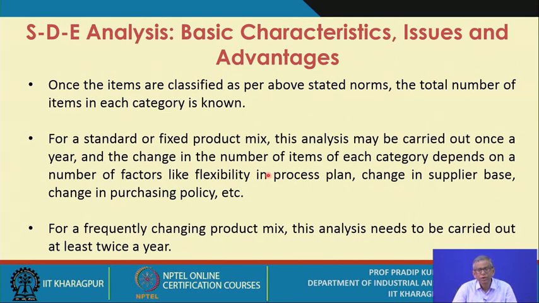Once the items are classified as per the above stated norms, I hope that you have understood very clearly the definitions of these three categories of items, and why the grouping, or this classification, is necessary. Once you define each category of the item, you check the total number of items in each category. How many items do you have in each category?